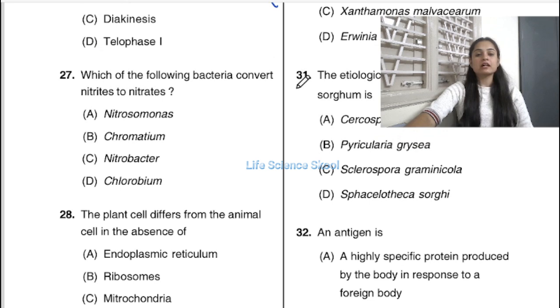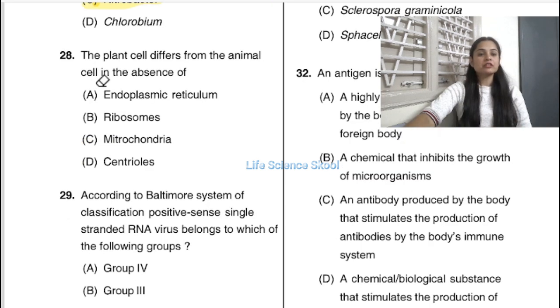Which of the following bacteria converts nitrites into nitrates? Option A Nitrosomonas, option B Chromatium, option C Nitrobacter, option D Chlorobium. So the correct answer for this is Nitrobacter. This is the one which is going to convert the nitrites into nitrates. Moving on to the 28th question.